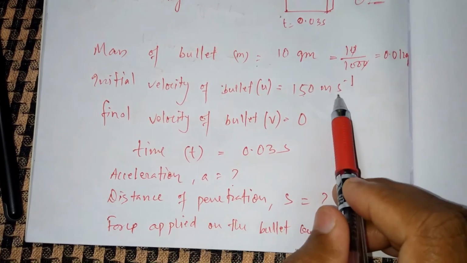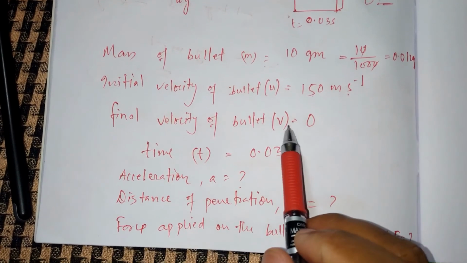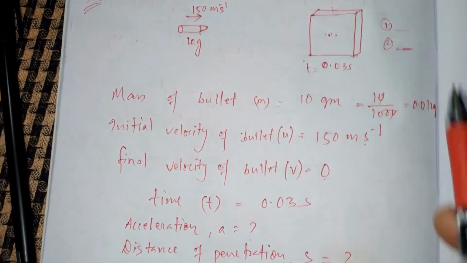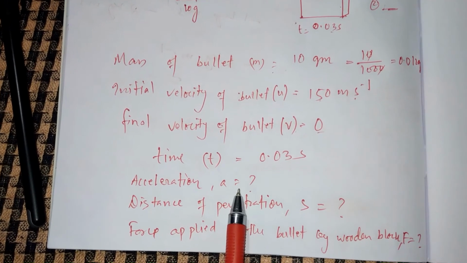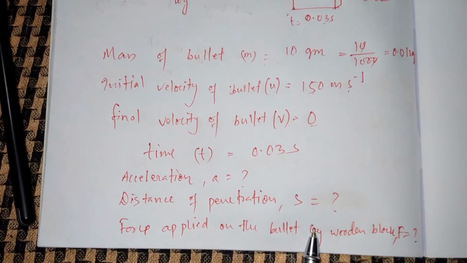This is the velocity of the bullet. Then the final velocity of the bullet, v, is 0 because the bullet comes to rest, as you can see in the diagram. Then time is 0.03 second. Then we need to find the acceleration a, the distance of penetration, and the force applied on the bullet by the wooden block.